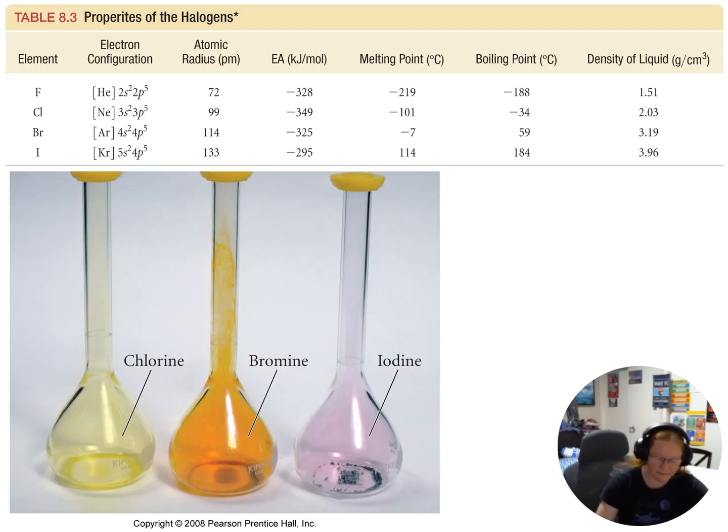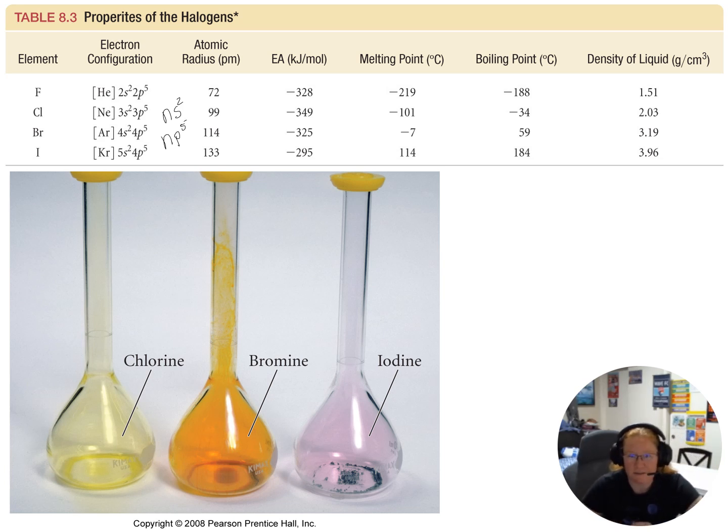So again, the electron configurations, they all have 7 valence electrons. They have an ns2 np5, all of them. Okay, it's that same configuration for whatever energy level they're in.